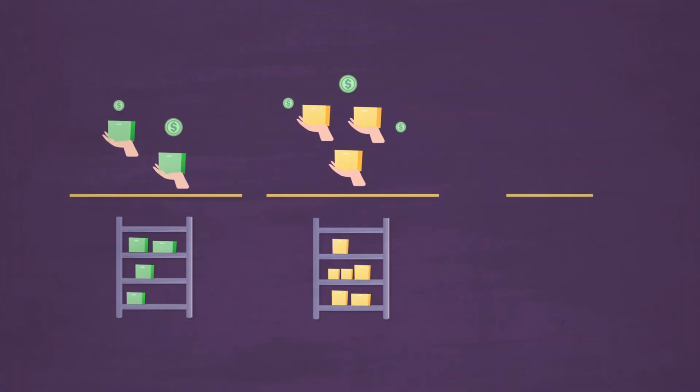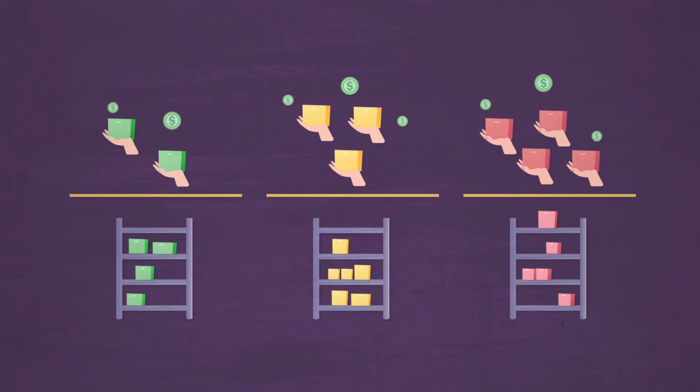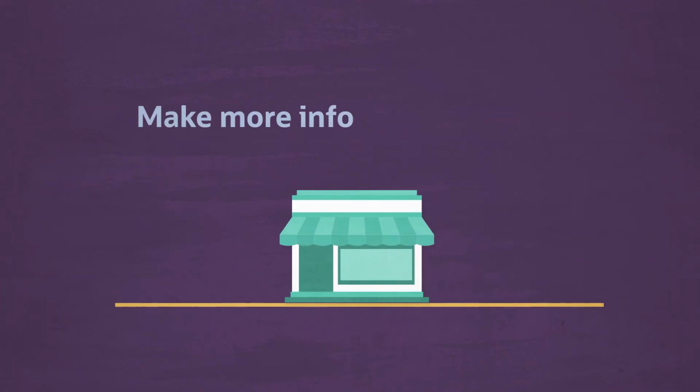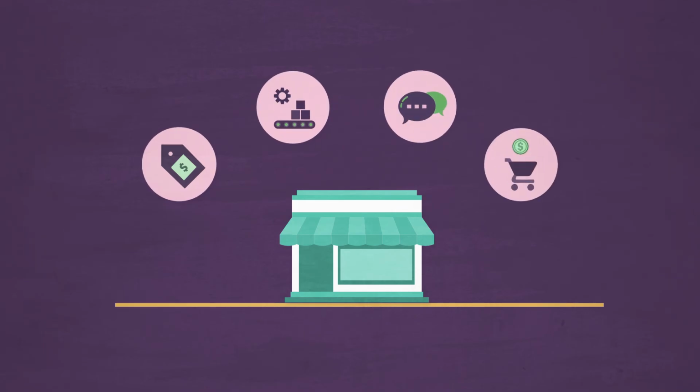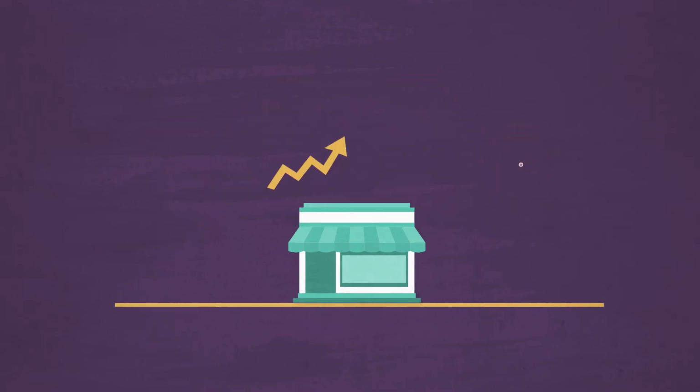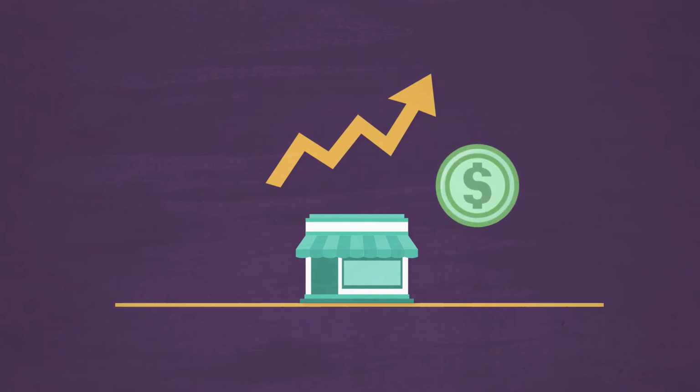Knowing the inventory turnover ratio on an item-by-item basis helps businesses make more informed decisions on pricing, manufacturing, marketing, and purchasing, which all ultimately help the business run more efficiently and profitably.